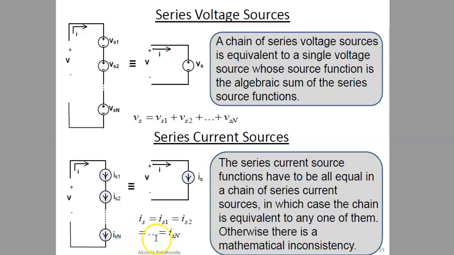The series current source functions have to be all equal in a chain of series current sources, in which case the chain is equivalent to one of them. Otherwise, there is a mathematical inconsistency. This is very important. This last phrase, otherwise there is a mathematical inconsistency, is important because we are going to look at some questions that would ask us if a circuit is valid or not.